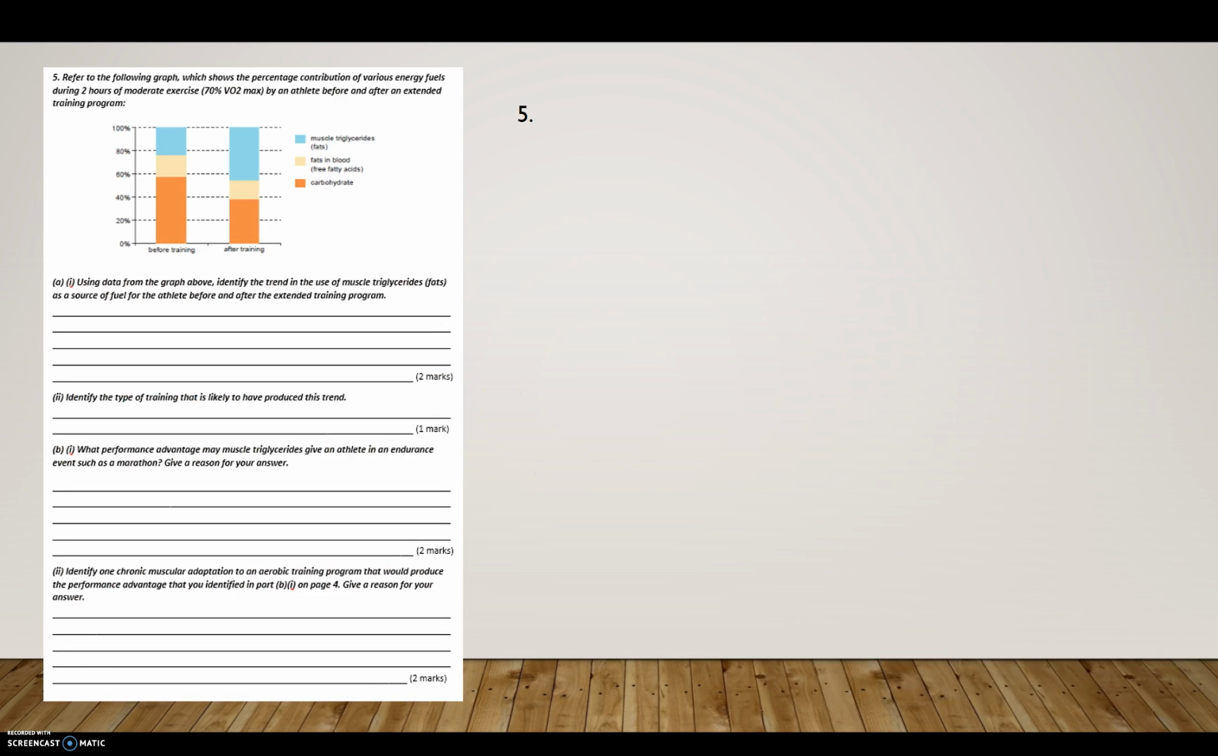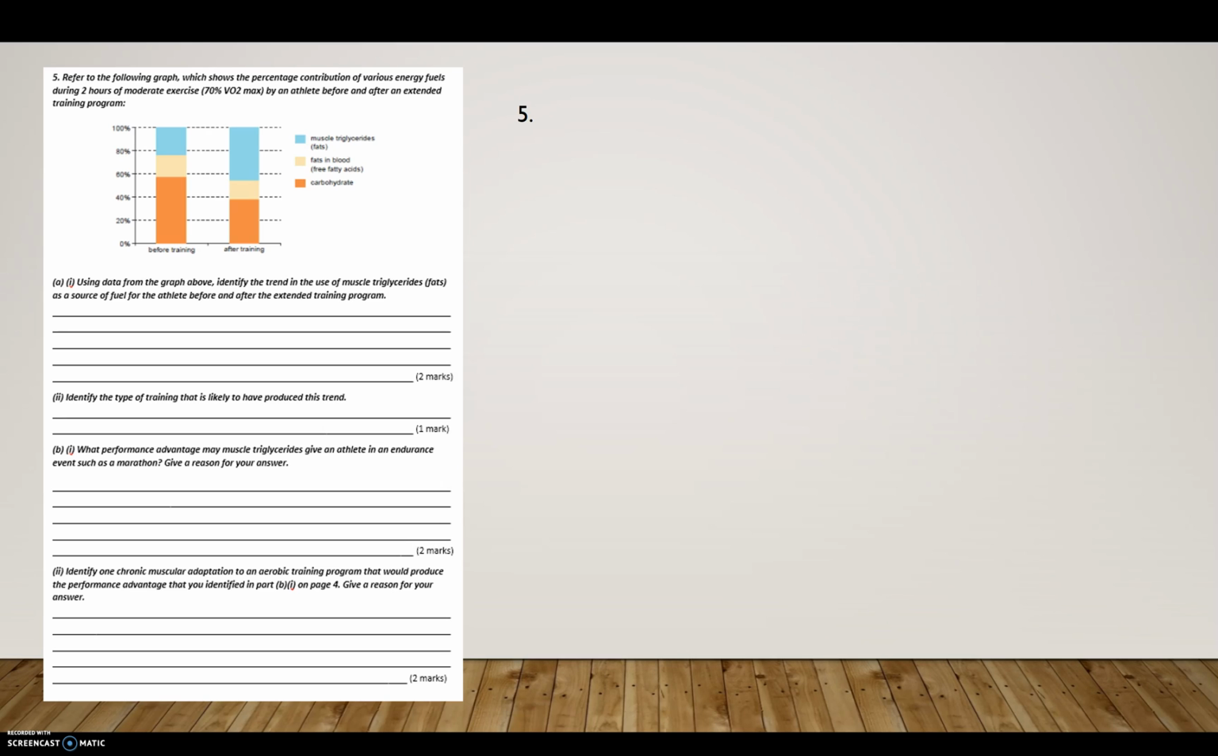All right. Question 5. Refer to the following graph which shows the percentage contribution of various energy fuels during 2 hours of moderate exercise, so 70% VO2 max, by an athlete before and after an extended training program. So you can see the breakdown there. After training has a high percentage of muscle triglycerides, fats, and we're not looking at a particular training session, we're looking at after a training program. So some people got caught up and said, well, people were using more carbs before the training session, and then after training they were using more fats.